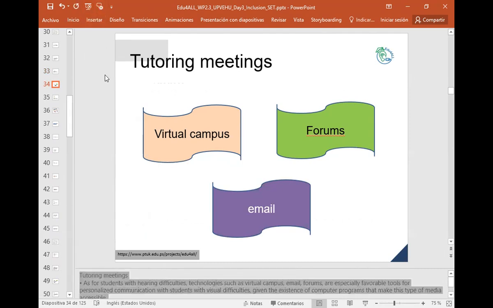Tutoring meetings. As for students with hearing difficulties, technologies such as virtual campus, email, forums, are especially favorable tools for personalized communication with students with visual difficulties, given the existence of computer programs that make this type of media accessible.